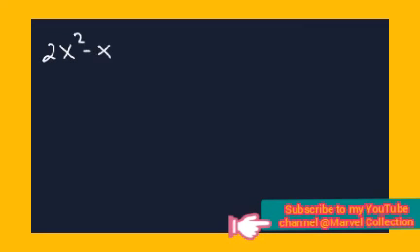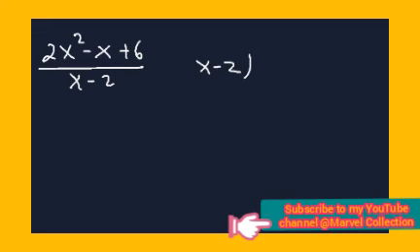2x squared minus x plus 6 divided by x minus 2. Now you can factor the numerator. It is factorable, and you can cancel it. So you can use the other method as well. But for this particular example, let's use long division. So I'm going to put the denominator on the outside and the numerator on the inside.